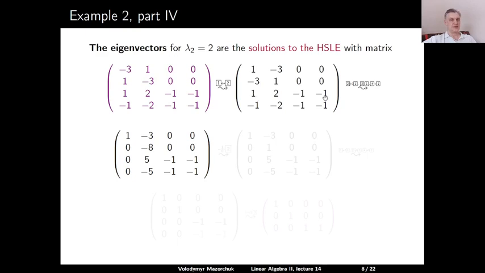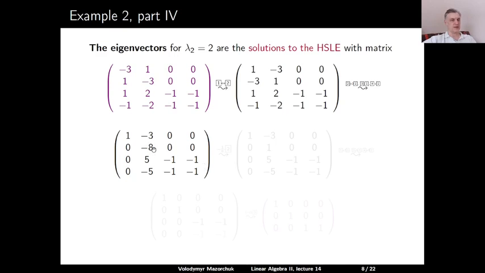And the third row becomes 1 minus 1 is 0, 2 minus -3 is 5, -1 minus 0 is -1, -1 minus 0 is -1. And the last row is 1 plus -1 is 0, -3 plus -2 is -5, 0 plus -1 is -1, 0 plus -1 is -1.